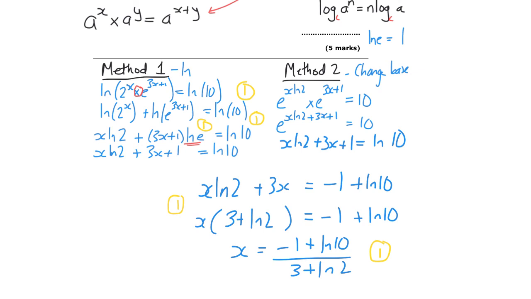If you use the other method, this one's trickier because I haven't got the mark scheme for that one, but I'll talk you through where you normally get the marks from. You normally get a mark for changing into e's. So I'm just going to draw a line so you can see the separate method. You then normally get a mark for adding the powers, and then for getting rid of the e by taking logs of both sides. And then the last two marks are the same.